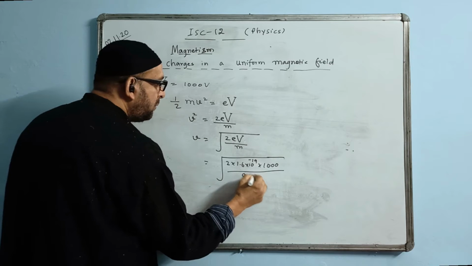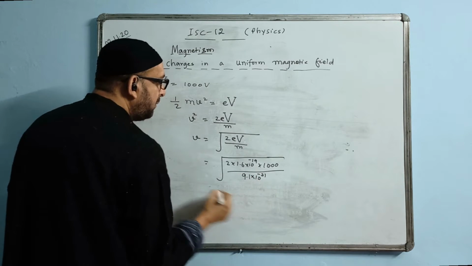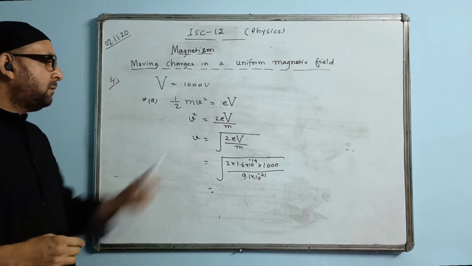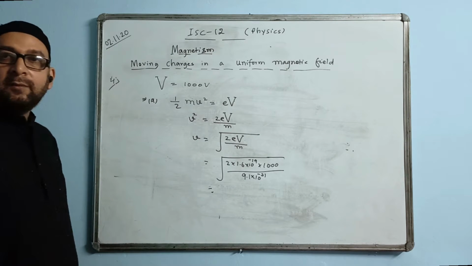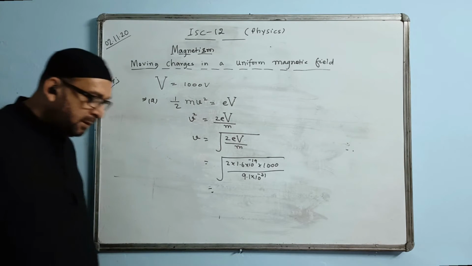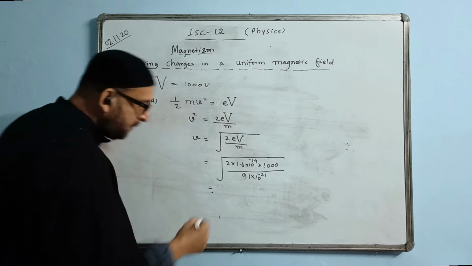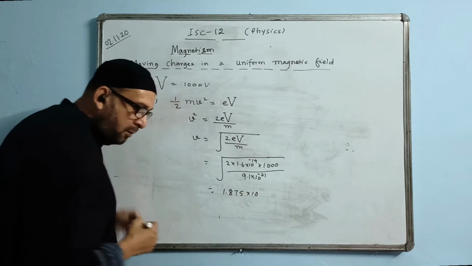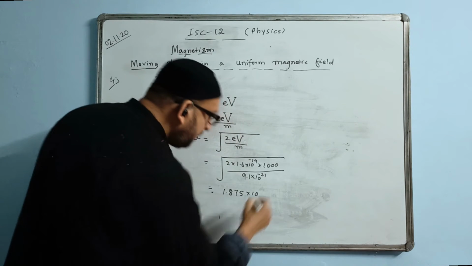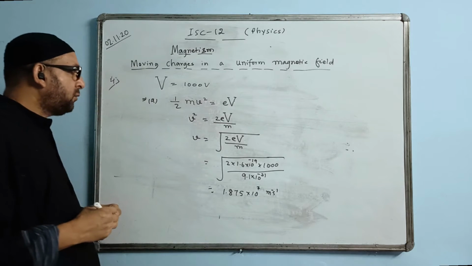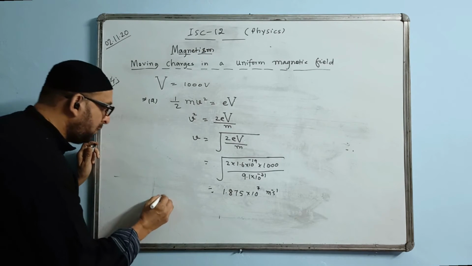Mass of the electron we know 9.1 into 10 to the minus 31. All these values will be provided in the question paper, so we will be using those values. Otherwise, we are supposed to know these values also. Calculate, and the answer for velocity will come 1.875 into 10 to the power of 7 meter per second. This is the value of velocity of the electron. The first part answer we got.